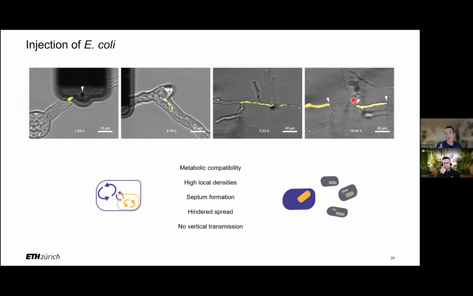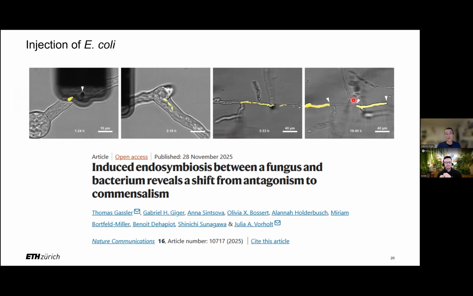Yeah, so these are the main findings of the paper that we published about a year ago. If you haven't seen it, about a month ago, a postdoc in our lab, Tom Gosler, made a really nice study where he used the same injection technology, but now used Ralstonia as an endosymbiont, which had a much more pathogenic effect, like E. coli, but still managed to be vertically transmitted.